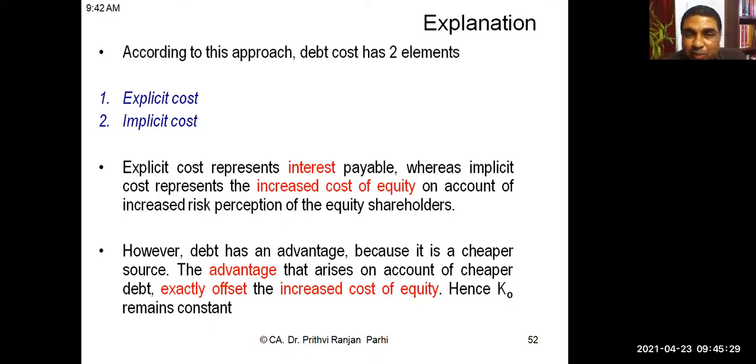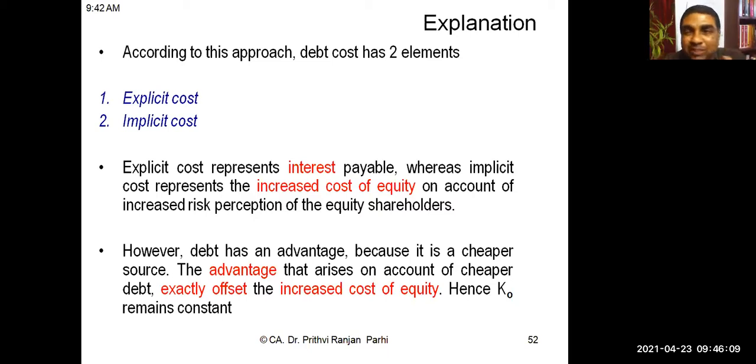Why is there an increase in cost of equity? Because there is an increase in the risk perception of equity shareholders. Debt definitely has an advantage because debt is cheaper, but the advantages which arise on account of cheaper debt exactly offset the increased cost of equity. So the increased cost of equity is offsetting the advantages of cost of debt. Therefore, this situation is allowing the overall cost to remain constant.